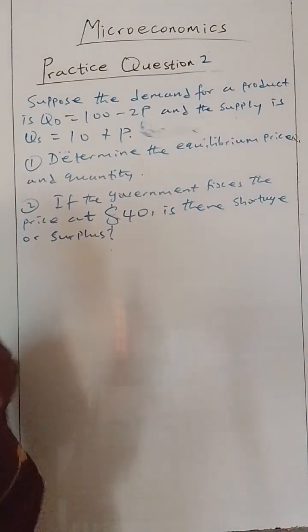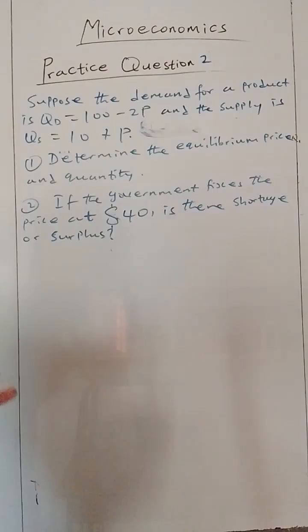So in this class, I'll be solving this question on the board. The question goes thus. Suppose the demand function for a product is QD equals 100 minus 2P and the supply is QS equals 10 plus P. 1. Determine the equilibrium price and quantity. 2. If the government fixes the price at $40, is there shortage or surplus?